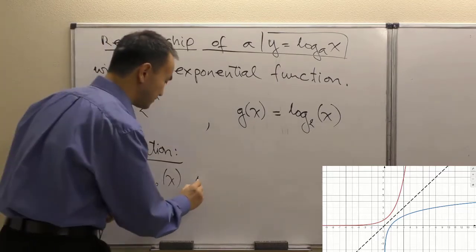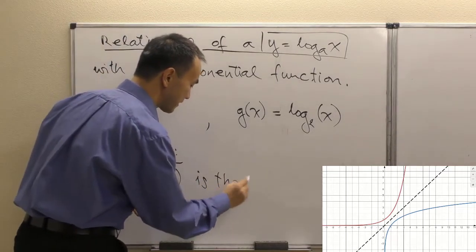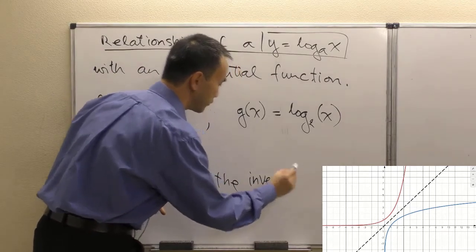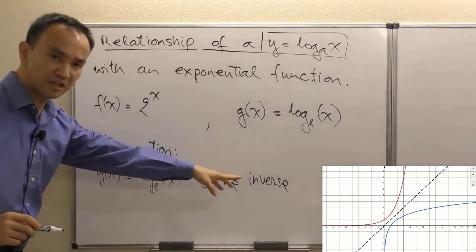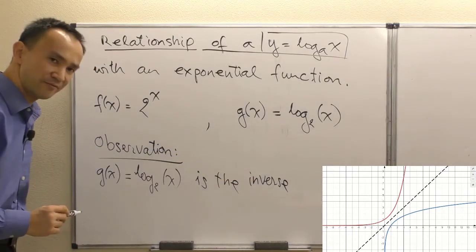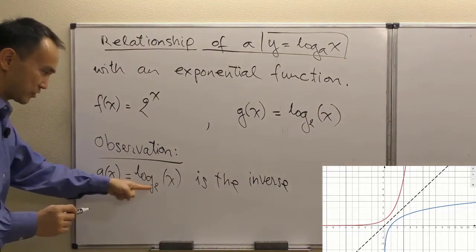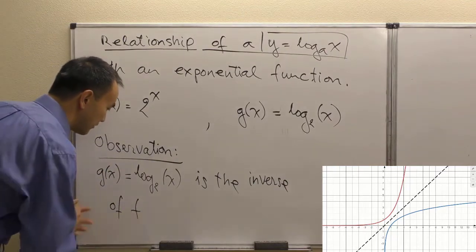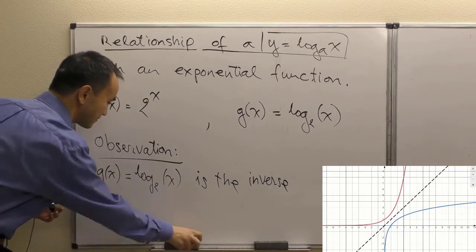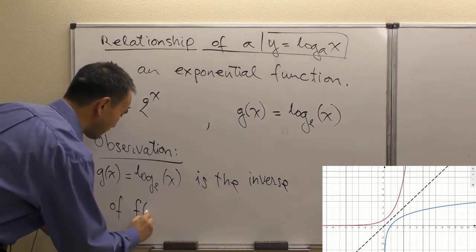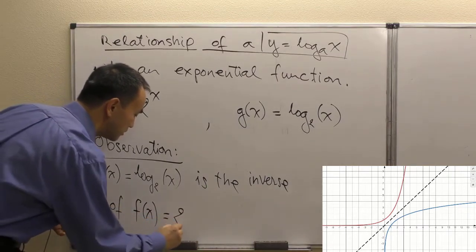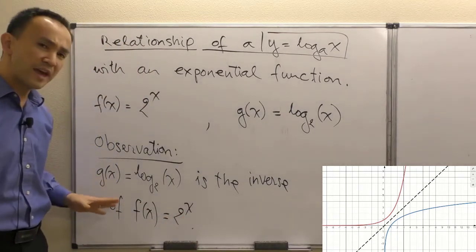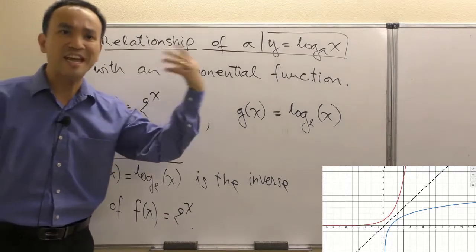This is the inverse. I just want to make sure my writing will not interfere with that picture that I have left on the corner of the board right there. So log base 2 of x is the inverse of f of x, that is 2 to the x. All right, so it looks like we came to a conclusion. I said it was an announcement.